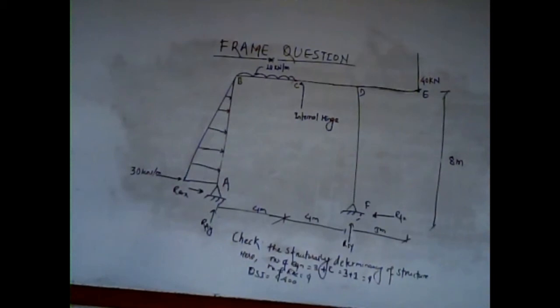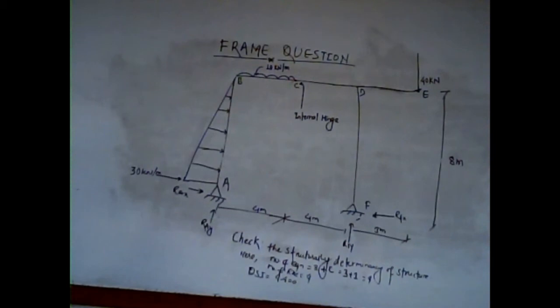We have assumed the direction of the reaction forces as such. Here, the number of available equations is 3 plus 1, where one is provided by the condition of the hinge. So the total number of equations comes out to be 4, and the number of reactions is 2 plus 2 equals 4. So the degree of static indeterminacy is the number of reactions minus the number of equations, 4 minus 4, which yields 0.